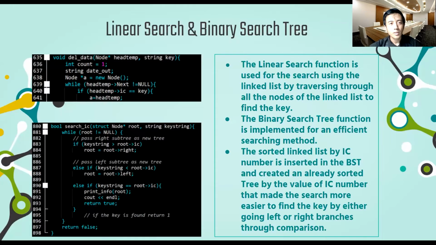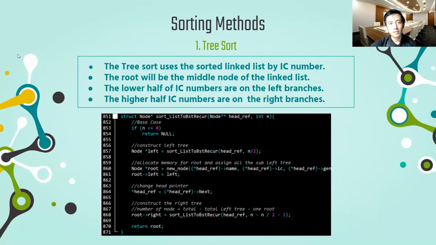So next on the methodology, we have a linear search and binary search tree. So first of all, the linear search, we use it to search a keyword to delete the profile data. So basically we search for a patient profile, and then we want to delete that. So for the binary search tree, we also use it for the search by IC number. And this binary search tree is used for displaying a patient profile because it is easier to find patient profile. Then next is the sorting methods, which is the first one is the tree sort.